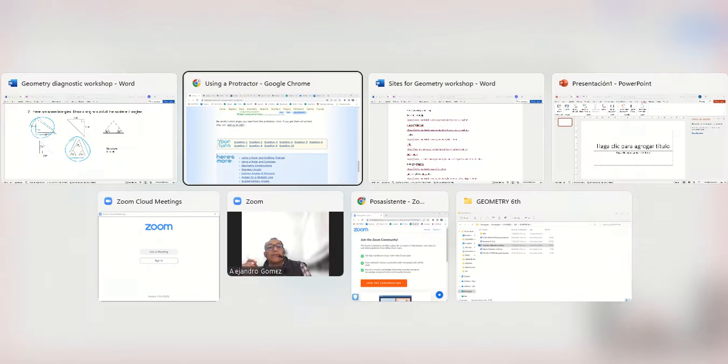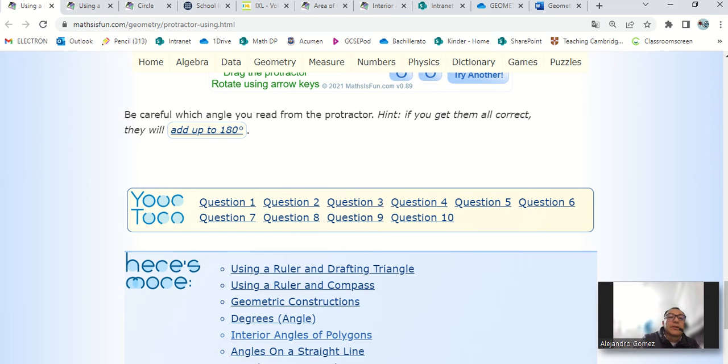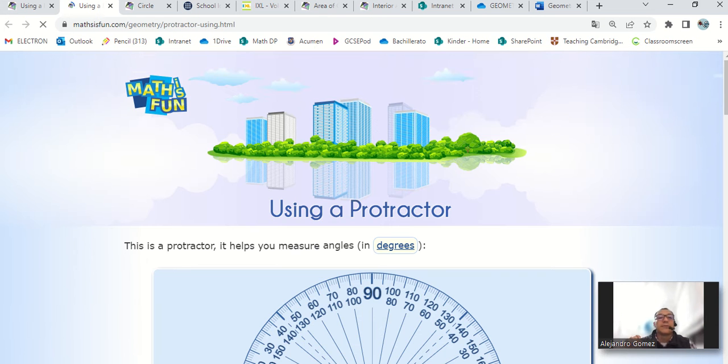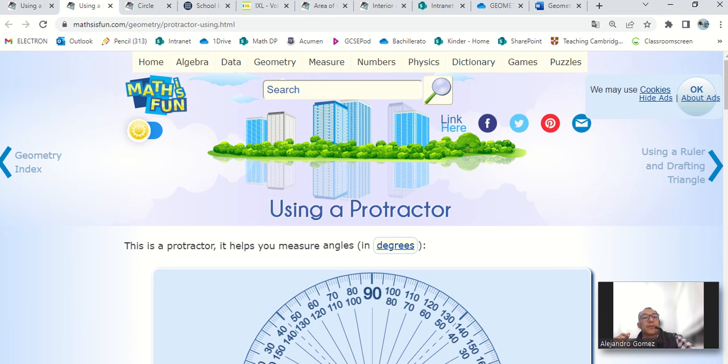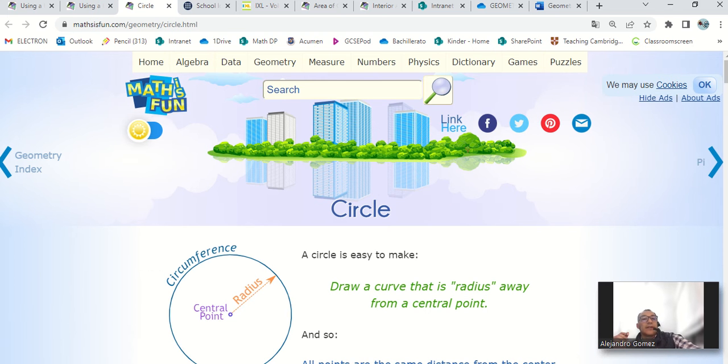Okay, so once again, for that, we want to come here and we are going to, well, this is using a protractor again. This is a circle.